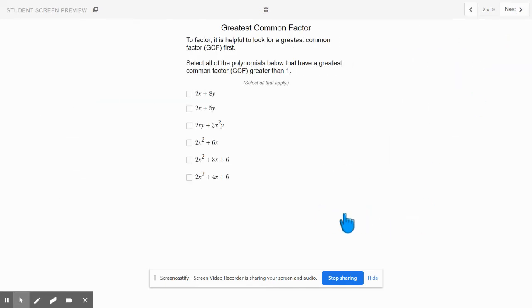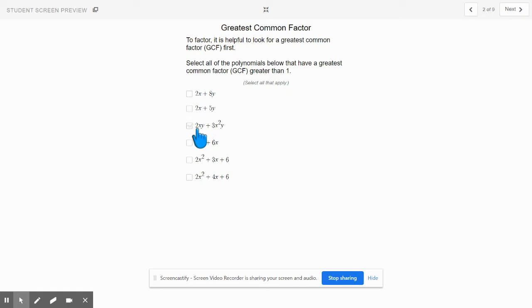All right, this one's interesting. To factor, it is helpful to look for a greatest common factor first. Select all the polynomials below that have a greatest common factor greater than 1, which means which ones can you actually pull something out of that they both have in common. Remember, it could be a number. Like this one, they both have 2 in common you could take out, right? This one, no, not so much.